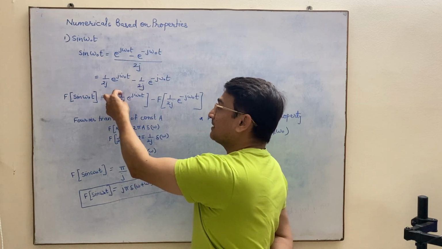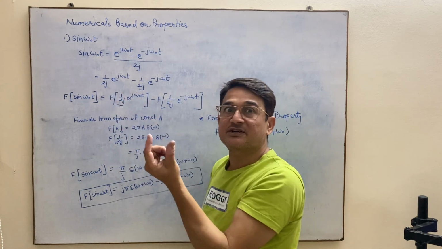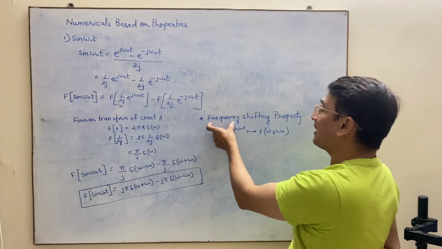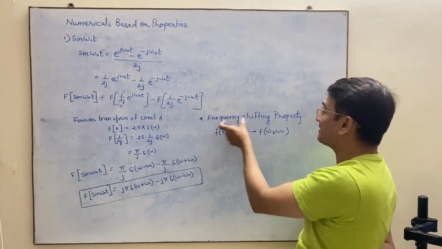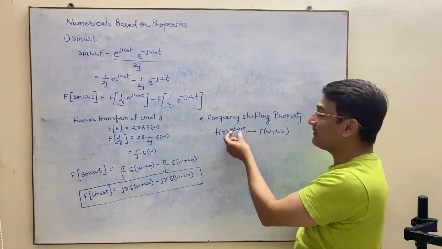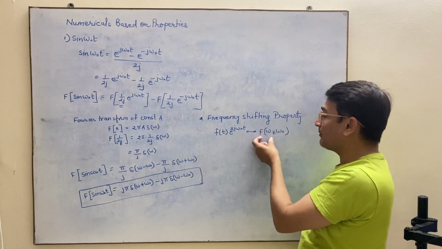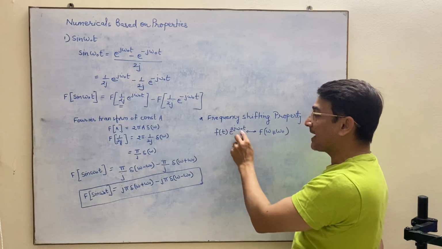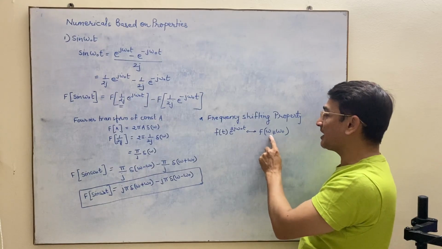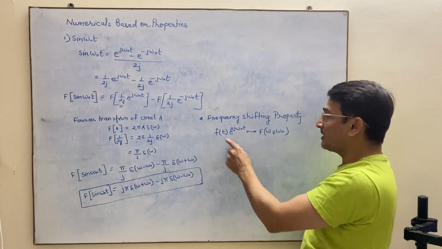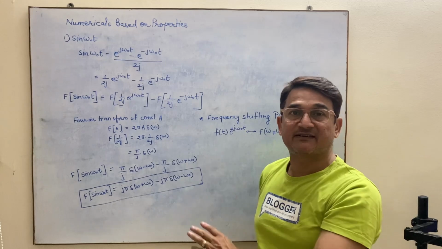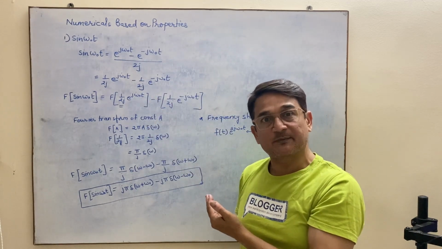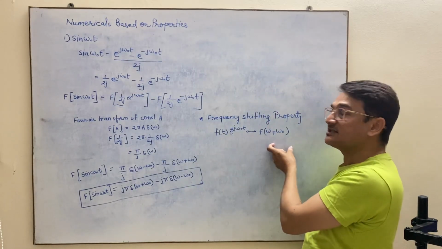Now this 1 by 2j can be considered as a function f(t) multiplied by e to the power j omega naught t. Here I am using the frequency shifting property. The frequency shifting property says that f(t) into e to the power j omega naught t has the Fourier transform F of omega minus omega naught. Similarly, f(t) into e to the power minus j omega naught t has the Fourier transform F of omega plus omega naught. This frequency shifting property I explained in my previous video, where various properties of Fourier transform are explained. This is the statement of the frequency shifting property.